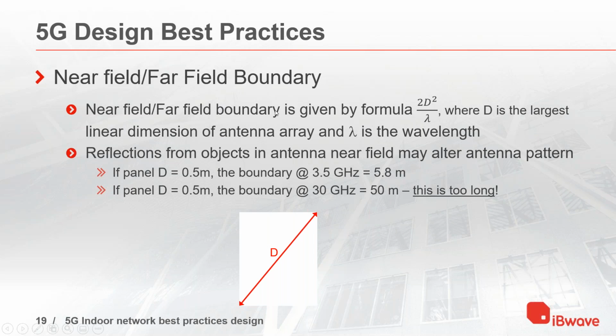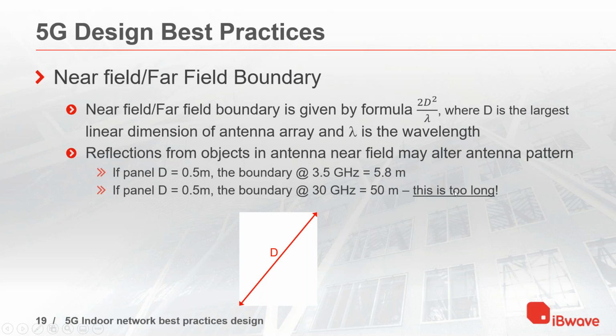So what is this? Basically, there is a formula given in electromagnetics theory. Based on the largest linear dimension of the antenna array and the wavelength, you can find what the near and far field boundary is. And I'm just giving you two examples. If you see a panel that is half a meter along the diagonal, then you can have very different values at 3.5 and 30 gigahertz for the near and far field boundary.